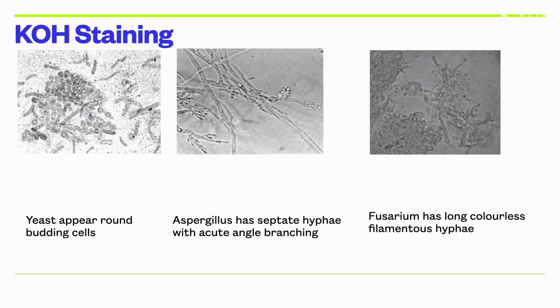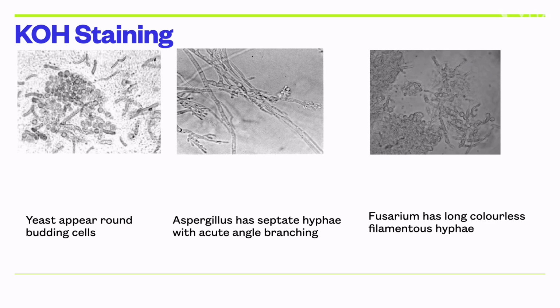Now the KOH staining demonstrates the main fungal morphology seen in corneal scrapings. The left image shows round budding yeast cells suggestive of yeast-like fungi such as Candida. The middle image shows highly septate hyphae with acute angle branching and a regular pattern classically associated with Aspergillus, and the right image demonstrates long colorless filamentous hyphae compatible with Fusarium.